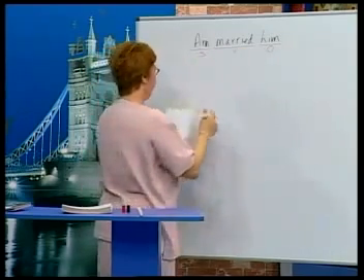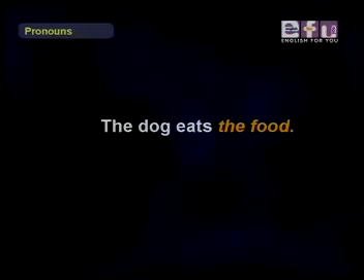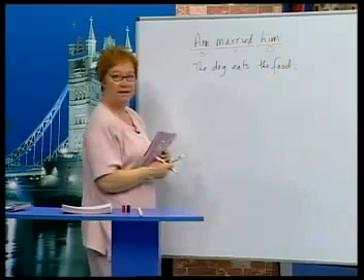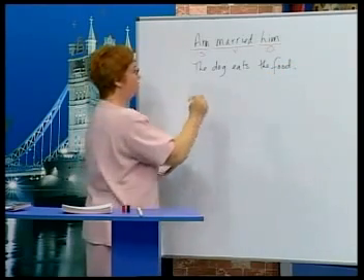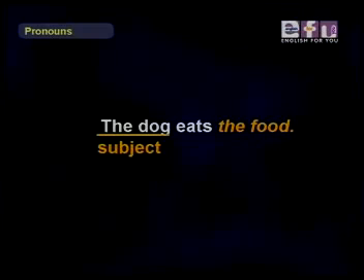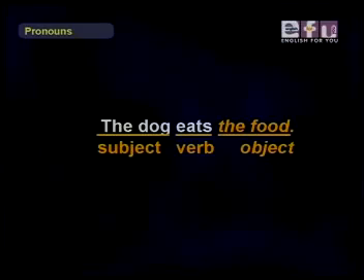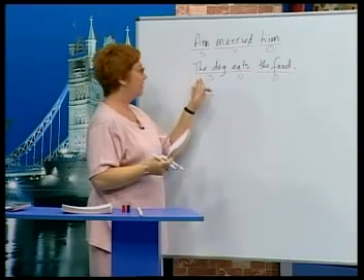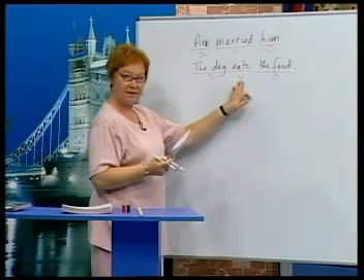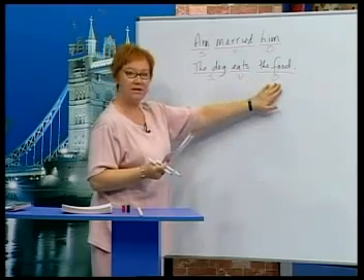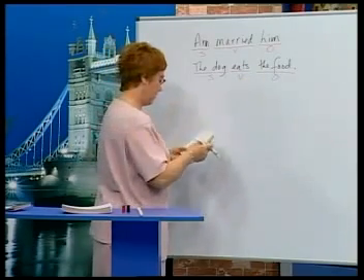Here's another example. The dog eats the food. Now, again, we have the subject, the dog. Eats is the verb. And the food is the object. What does the dog eat? The food.